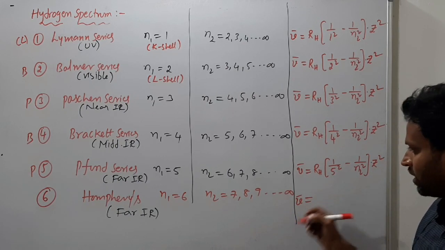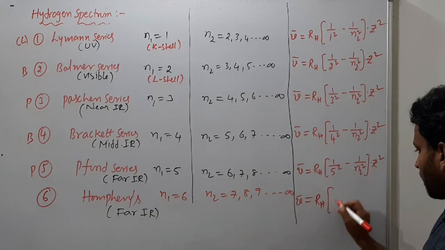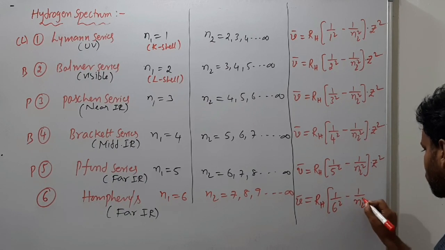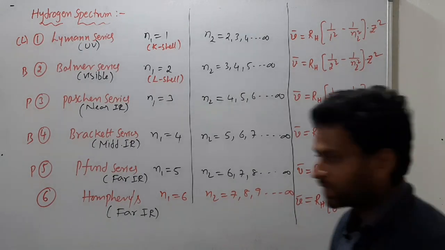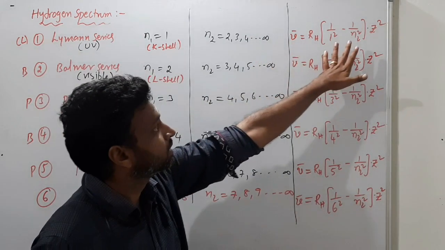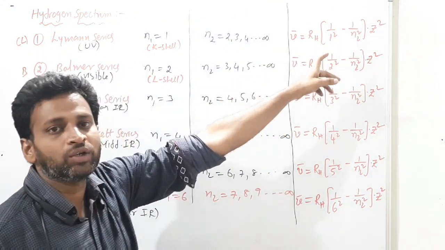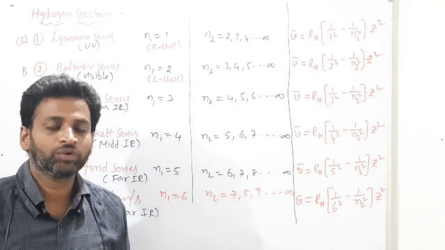Humphreys means it's a different one. So nu bar is RH into 1 by 6 square minus 1 by N2 square into Z square. But the RH value is fixed. If they ask in centimeter inverse, the RH value is 1.1 into 10 to the power 5. So I will give you the final conclusion.